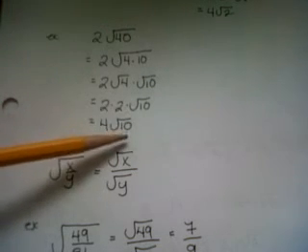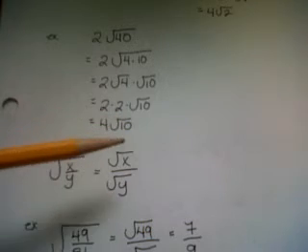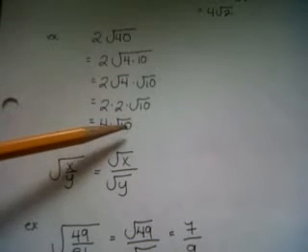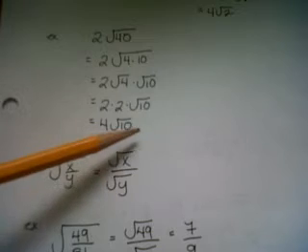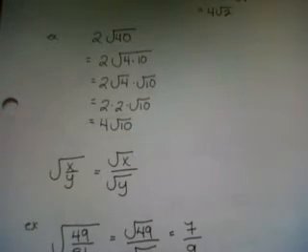Now I could take 10 and say 2 times 5. But that does not help me at all because the square root of 2 is not a whole number, and the square root of 5 is not a whole number, so I'm going to leave that just like that.